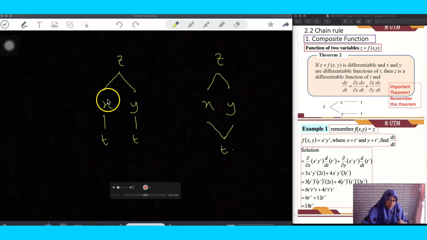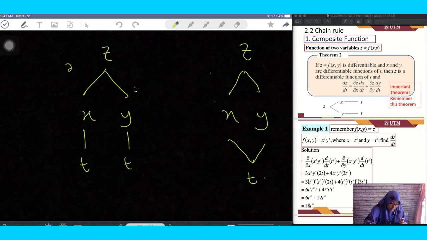So who is under the Z? X and Y. There are two people, two variables, so they are sharing. Meaning that because they are on the same level, they should have something there. Because we want to relate with the derivative, we have partial. So now we are thinking about derivative.